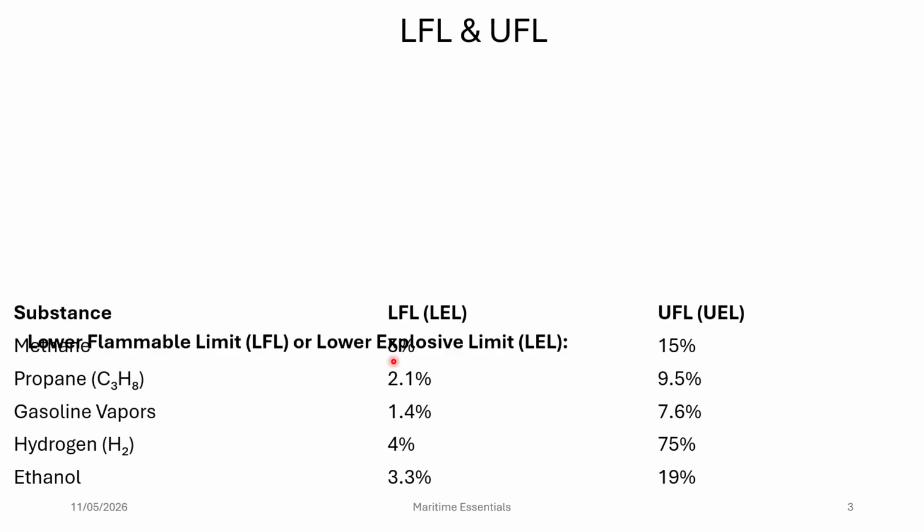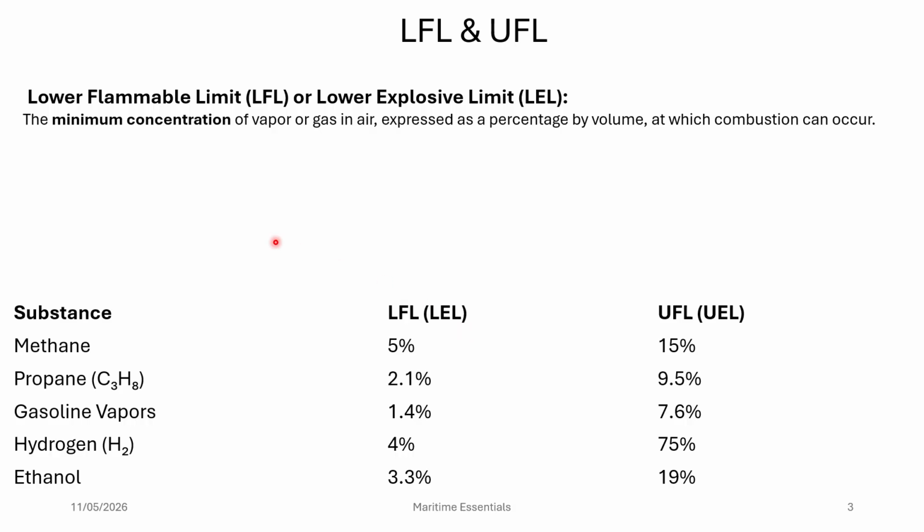So what is the definition of lower flammable limit? The lower flammable limit is the minimum concentration of a vapor or gas in air, expressed as a percentage by volume, at which combustion can occur. So it is the minimum percentage of that gas or hydrocarbon which can support combustion, and it is always expressed in percentage by volume. Below this limit the mixture is too lean. That means it is not enough to ignite, right?